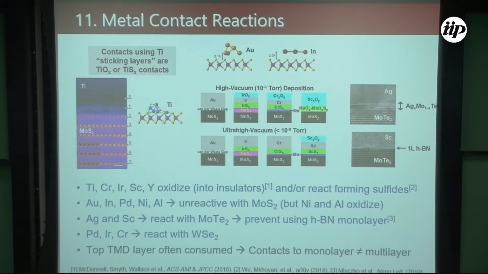I go to a lot of conferences where people say, I made gold contacts, but they really mean they made Ti/gold contacts. And there's a big, big difference. Titanium reacts with these things. Titanium reacts with oxygen. It reacts with sulfur in the MoS2. And so basically, I'm going to come out and say it: if you're ever using a titanium sticking layer to your contact, what you actually have is a Ti oxide or a Ti sulfide contact.